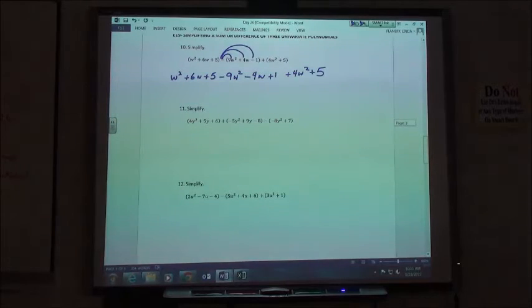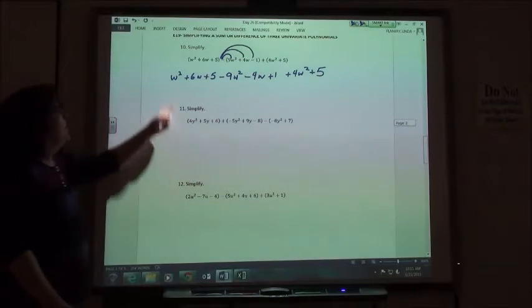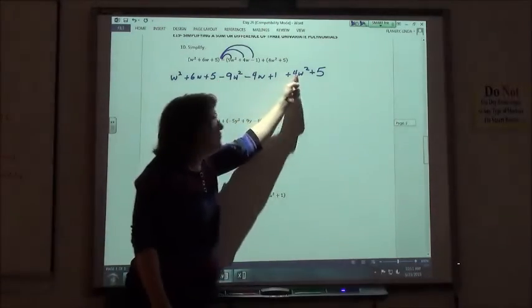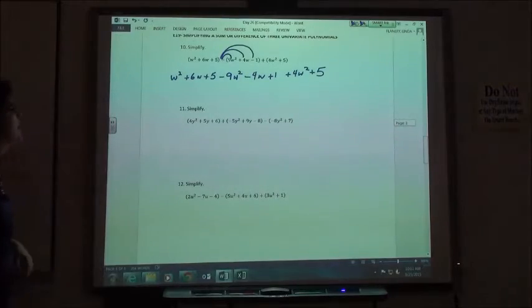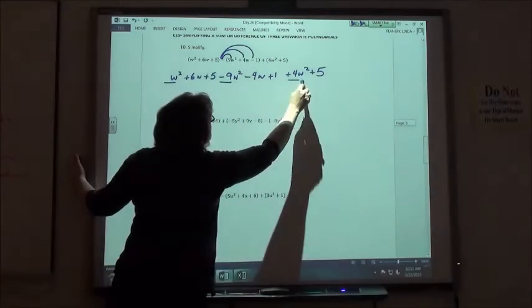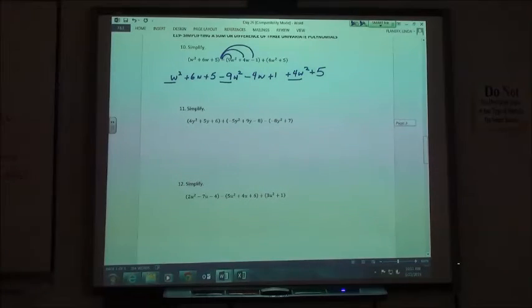So once I distribute out my negative, now I can combine my like terms. So 1 minus 9 plus 4, those are all my w squareds, right? 1 minus 9 plus 4 would give me negative 4w squared, yep.